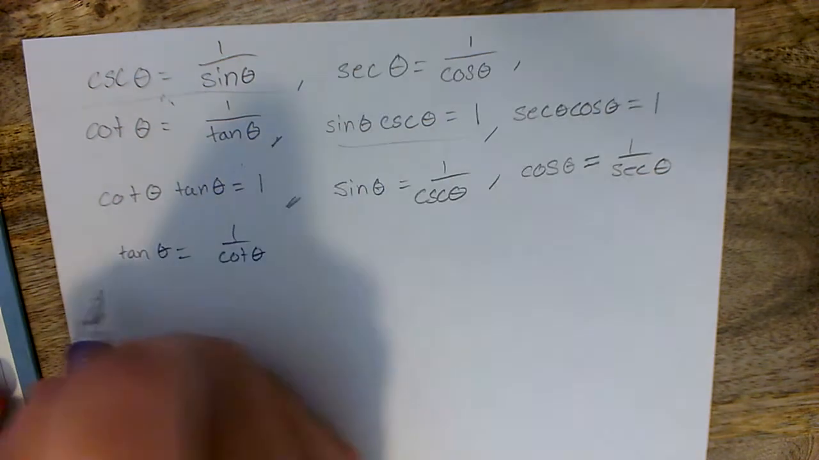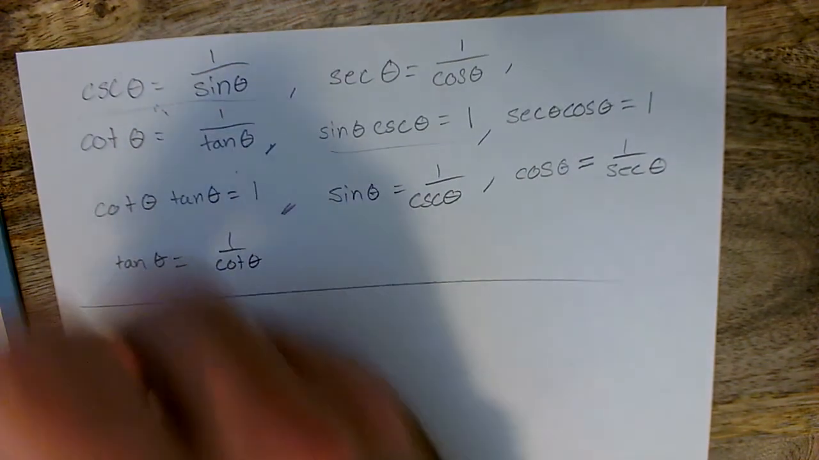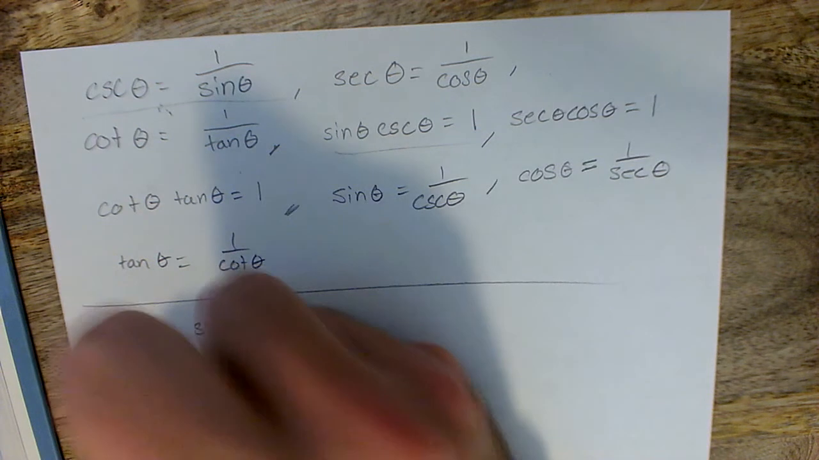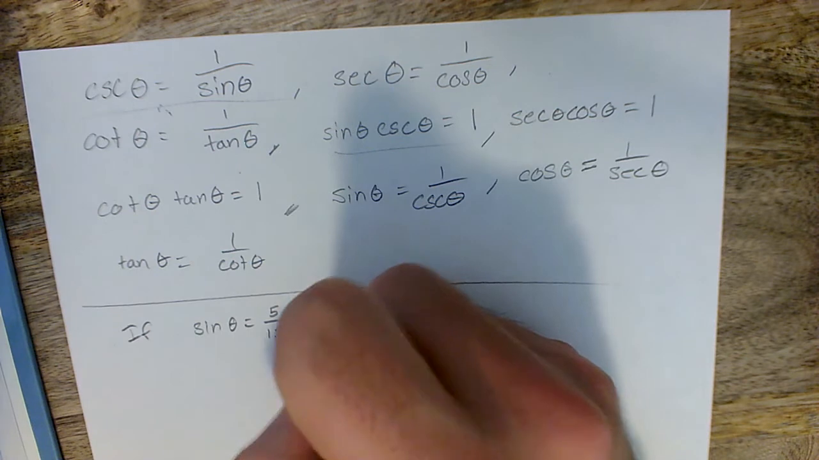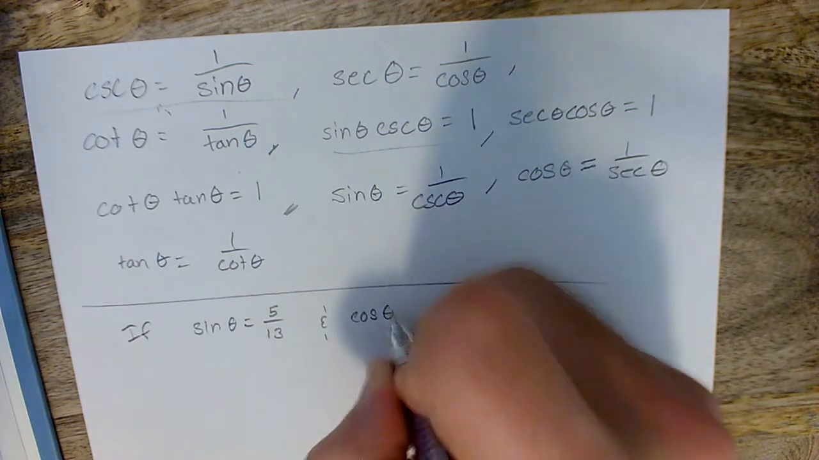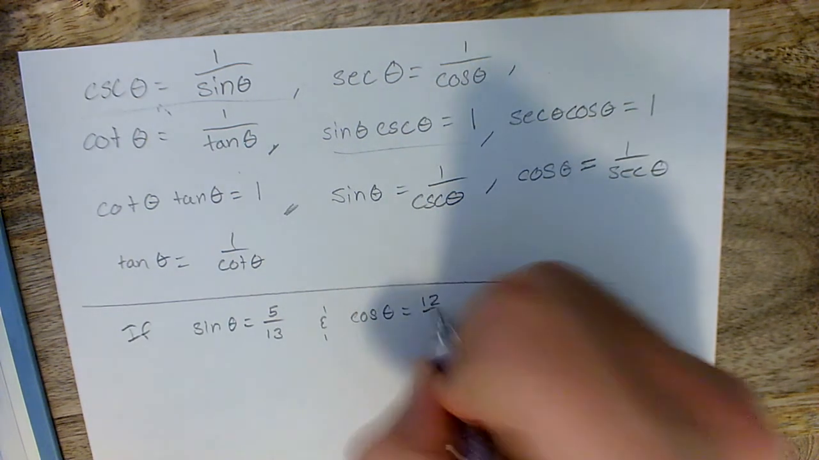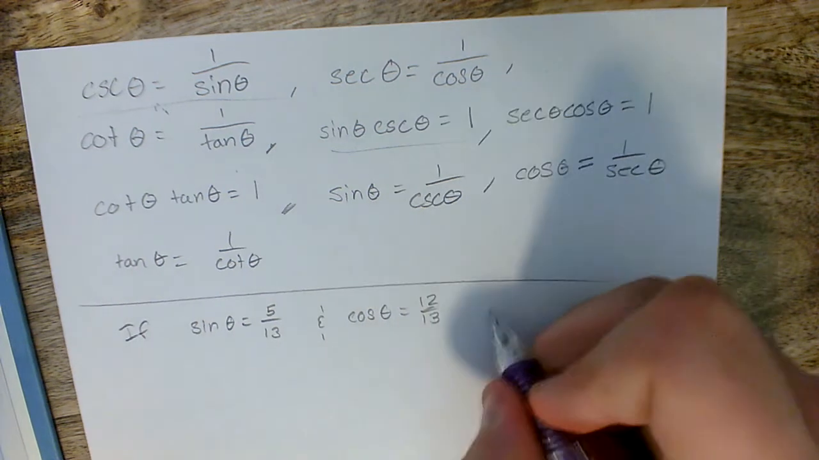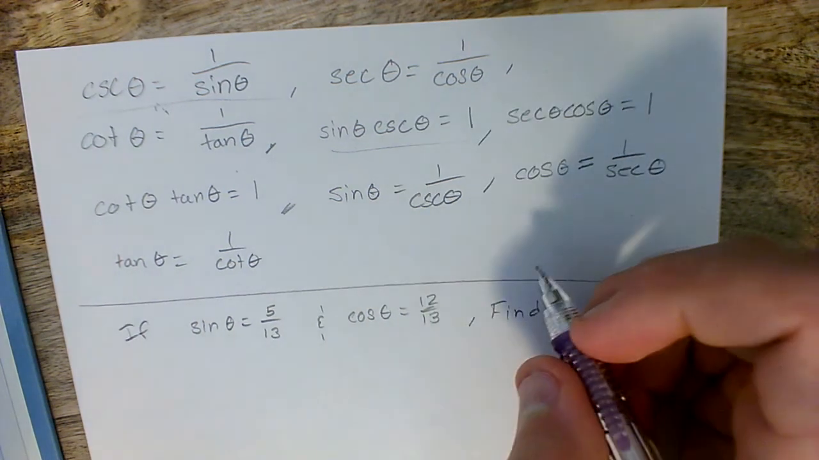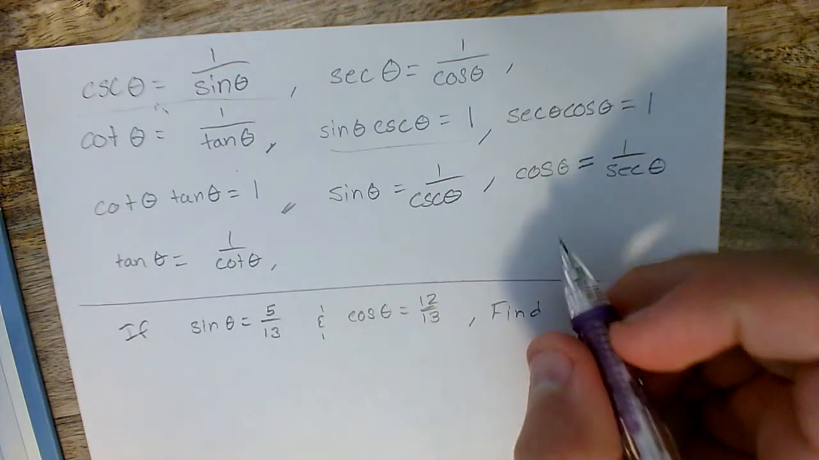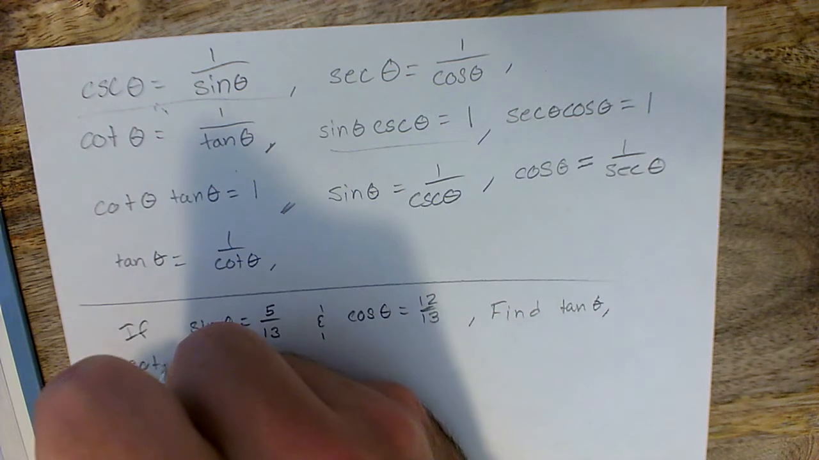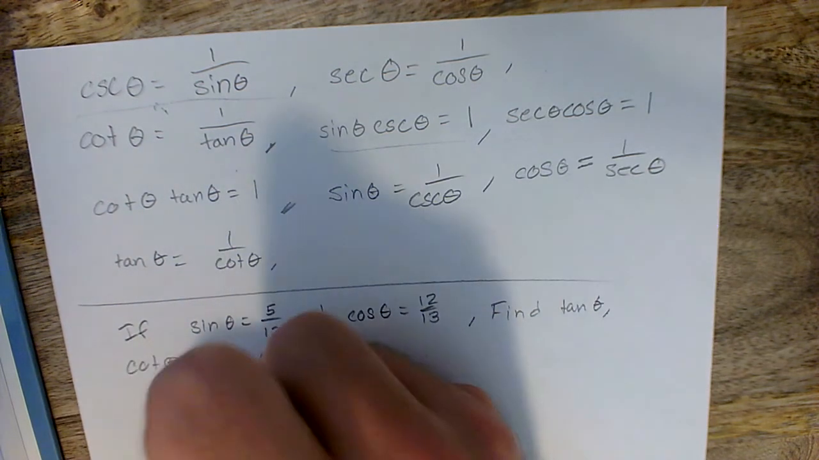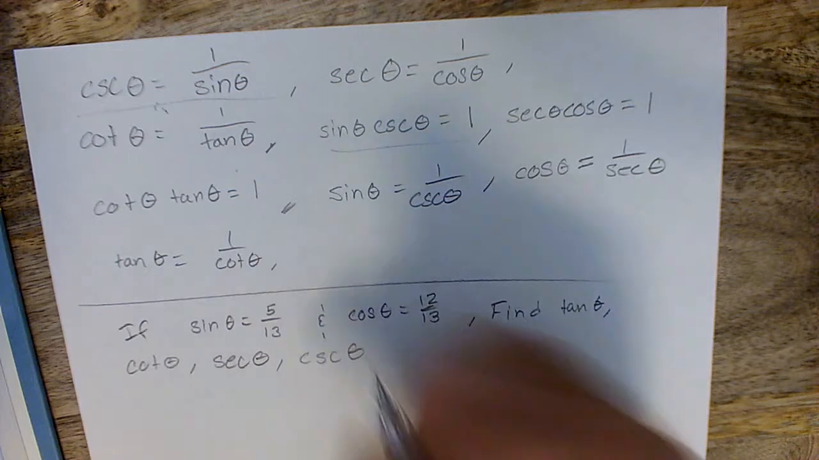So let's use these on an example here. If sine of theta is equal to 5 over 13, and the cosine of theta is equal to 12 over 13, find tan of theta, cotangent of theta, secant of theta, and cosecant of theta.